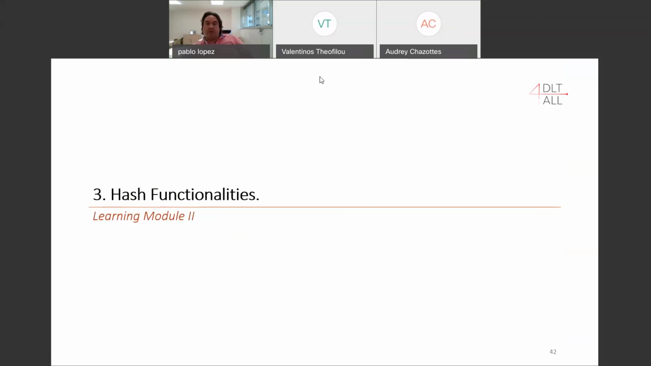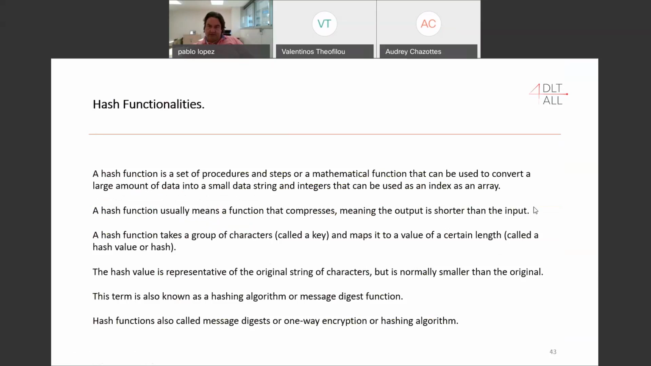Okay, let's go. Hash functionality. Now let's see what a hash function is and how it works. A hash function is defined as a set of procedures and steps, or a mathematical function, that can be used to convert a large amount of data into a small data stream of integers that can be used as an index in an array. It means that it allows us to take a lot of information and convert it into small data that can be transferred and used.